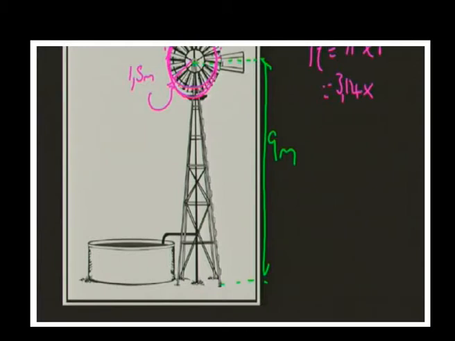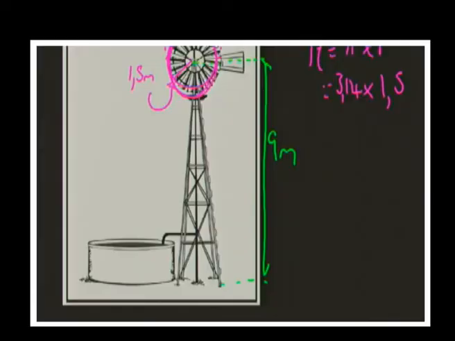Well, the examiner helped us and said the diameter was 3. He also helped us by saying that the length of each blade was 1,5 meters. So he's told us two things. The diameter 3 meters, the length of a blade 1,5. So what he's actually telling us is, hey, the radius is 1,5 meters, pal. So that's what we're going to do. 1,5 meters.